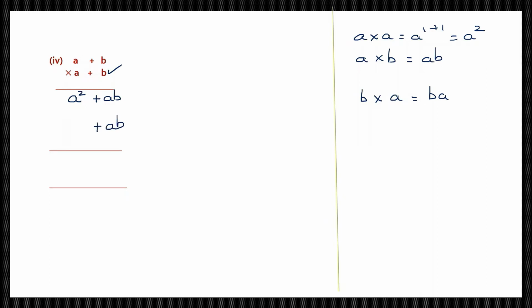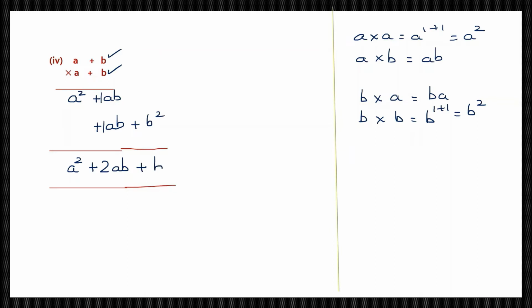Now we're going to multiply b with b. So b into b, that is b to the power of 1 plus 1, b square. So b square, we don't have a column, so we'll write it separately, b square. So now let's work it out. A square. Now here we have 1 and 1. So signs are the same. Put the same sign and add. 1 plus 1 is 2. 2ab plus b square. So what's our answer? A square plus 2ab plus b square.